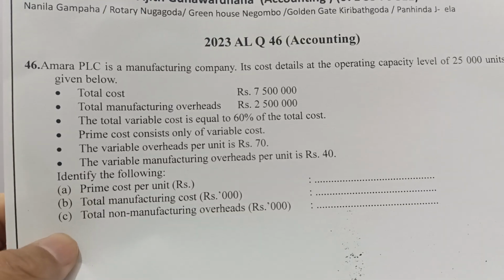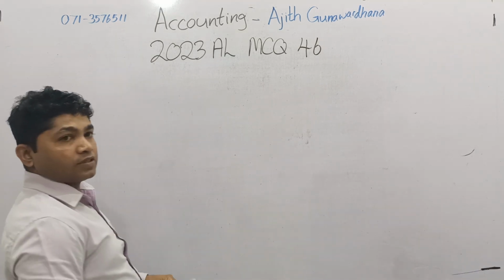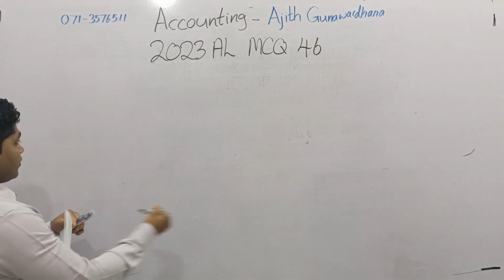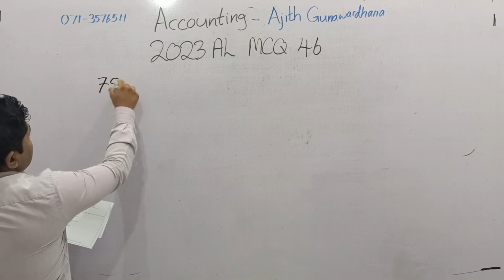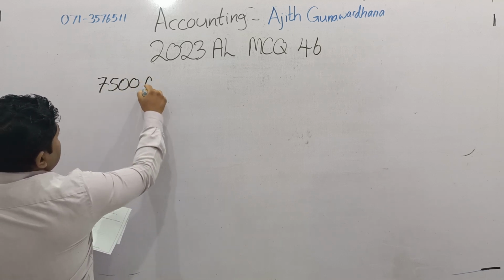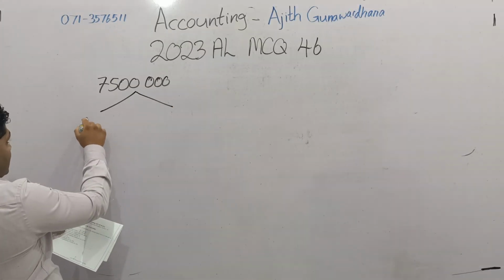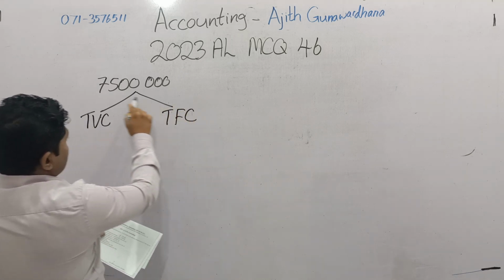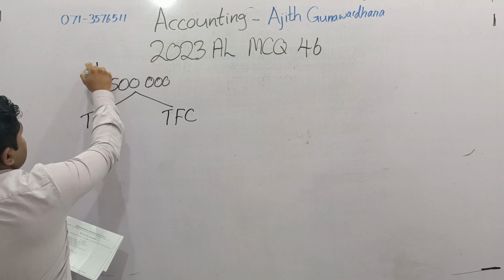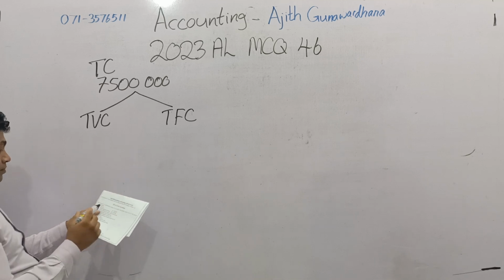First, the total cost is given. Total cost can be divided into two parts: production cost as well as non-production cost. Total cost is given as 75 million. Therefore, it should be divided into total variable cost and total fixed cost. This is the total cost.